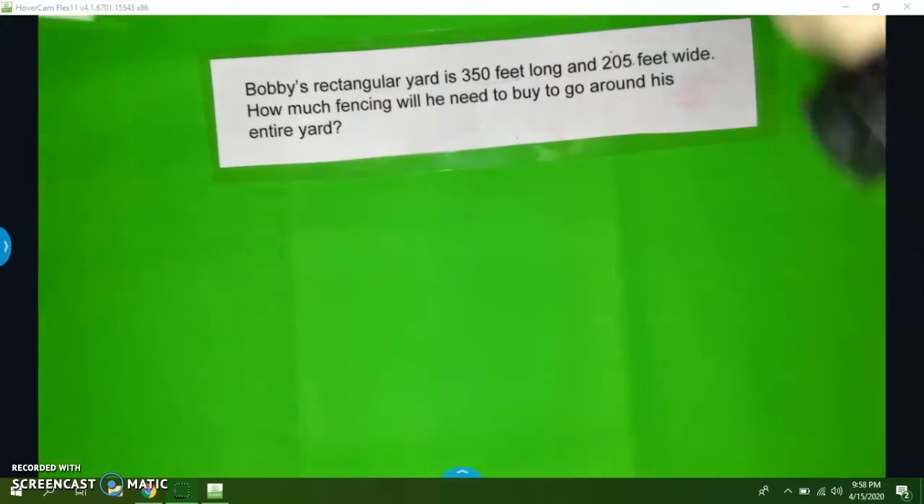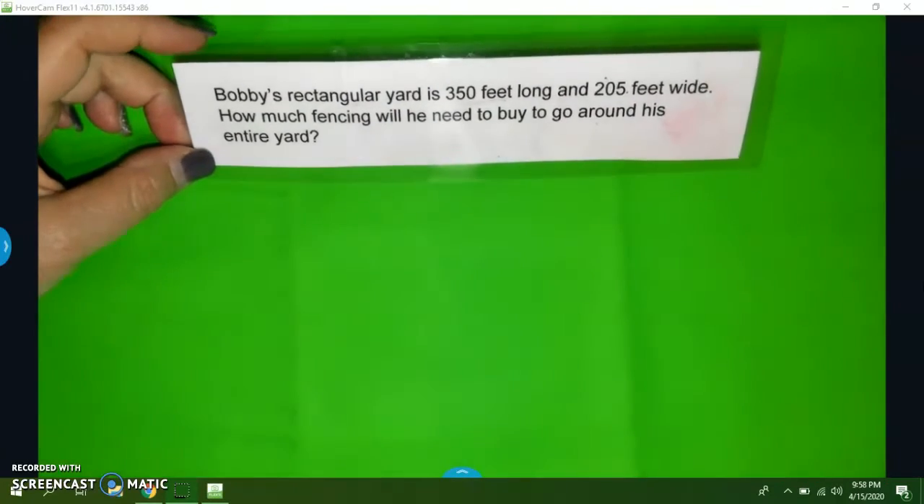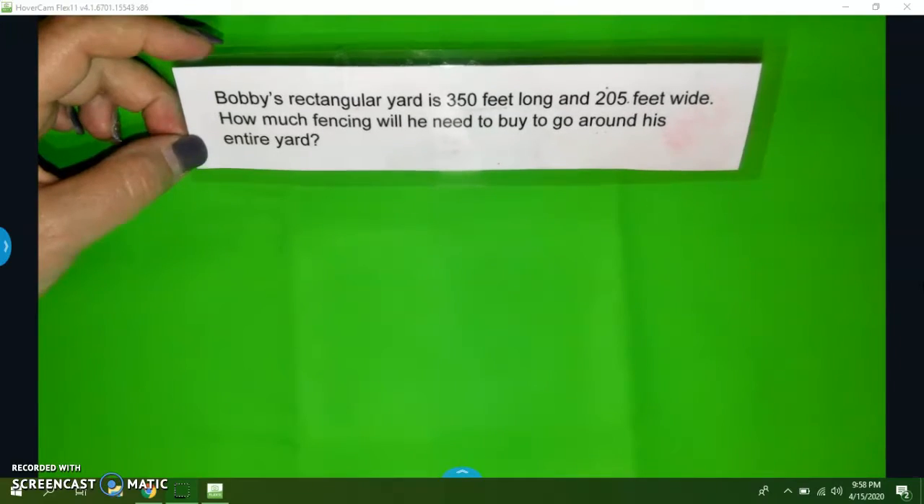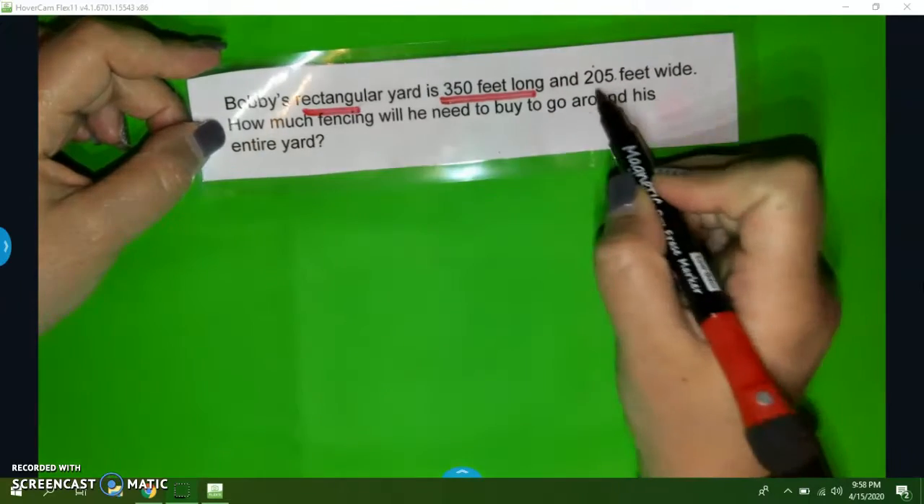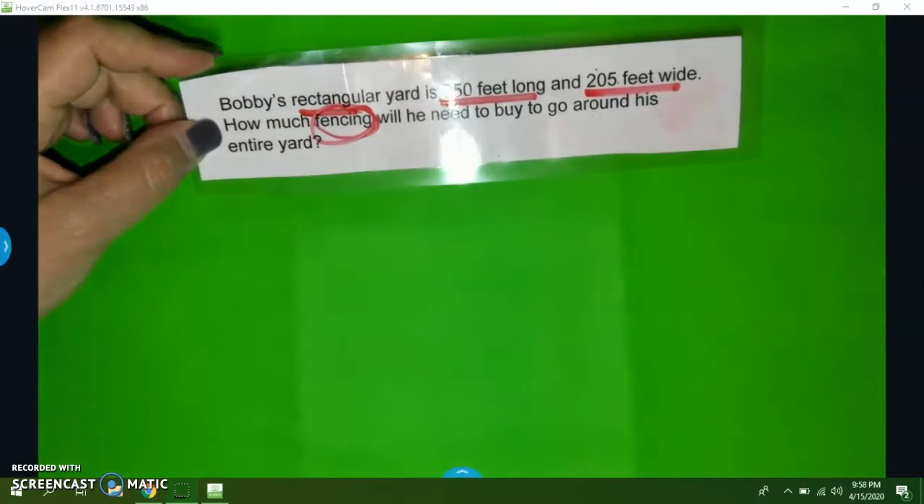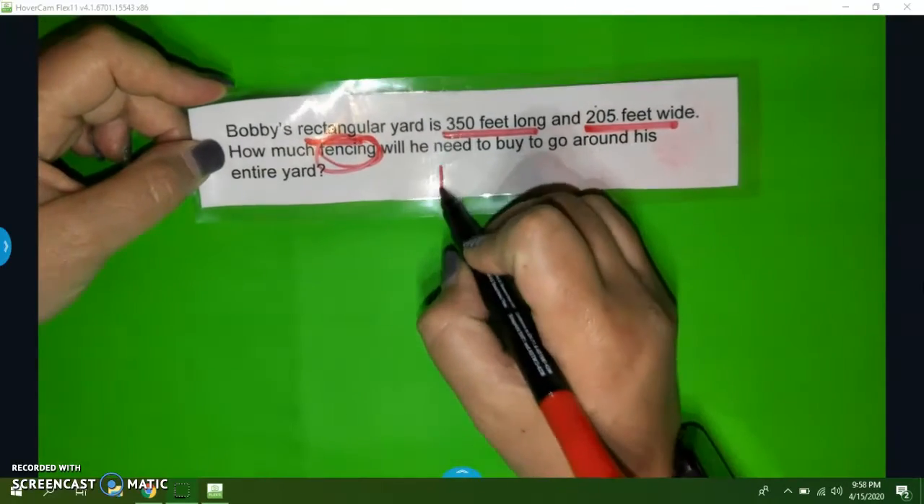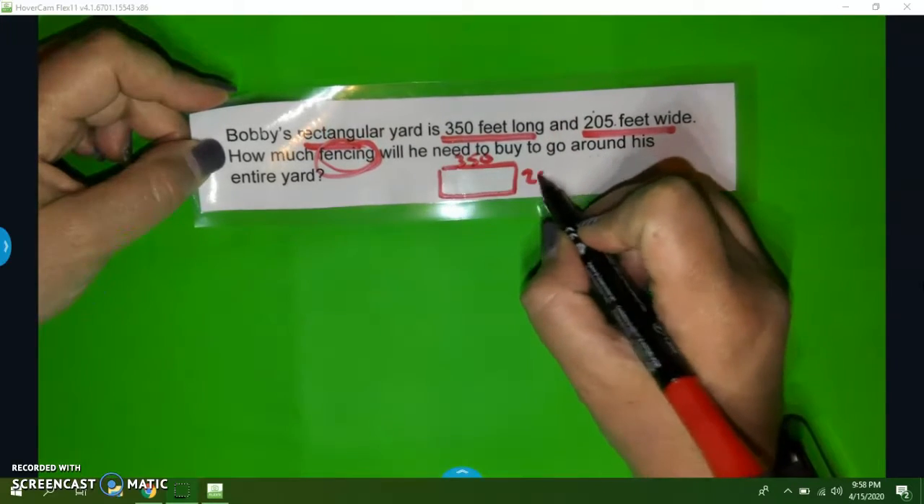Alright, next problem. Bobby's rectangular yard is 350 feet long and 205 feet wide. How much fencing will he need to buy to go around his entire yard? So we've got a rectangle yard, we've got the dimensions given to us, and this time we're talking about putting fencing around our yard. So once again, I'm going to plan it out. I'm going to label the information they've given us.